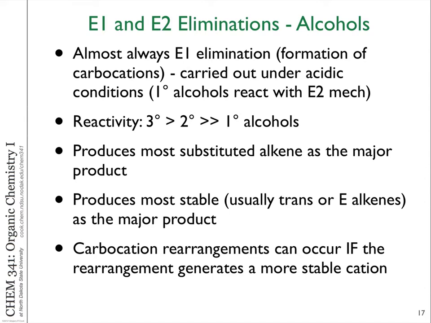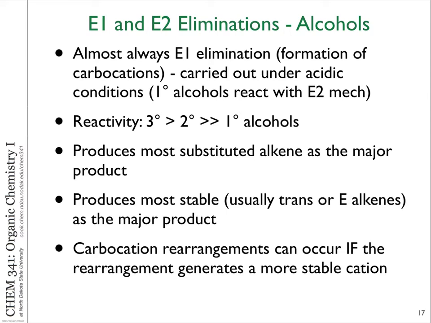Okay, I just want to summarize some of the things we've talked about for E1 and E2 eliminations. With alcohols, most of the time we are carrying out the reaction under acidic conditions because the OH bond doesn't break without first protonating the oxygen to make it a better leaving group. And under those conditions, it will only do E1 eliminations to form carbocations preferentially when you have tertiary alcohols or secondary alcohols. It is possible to do it by an E2 elimination with a primary alcohol, but you still need to protonate the OH first.